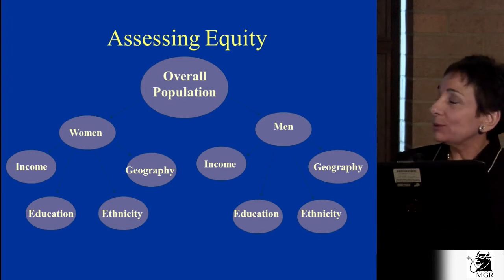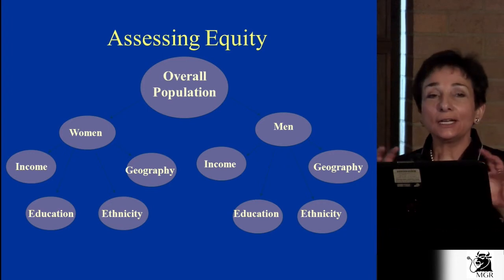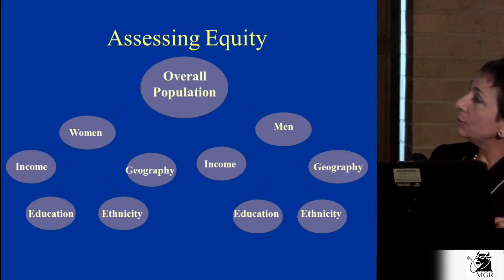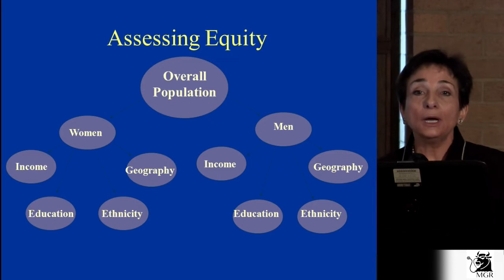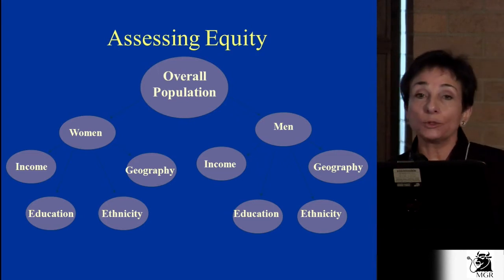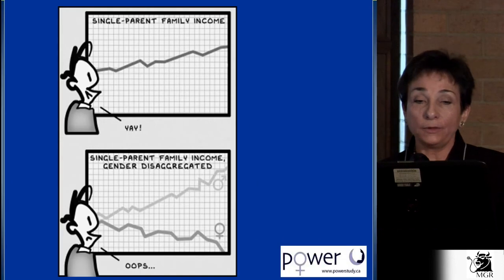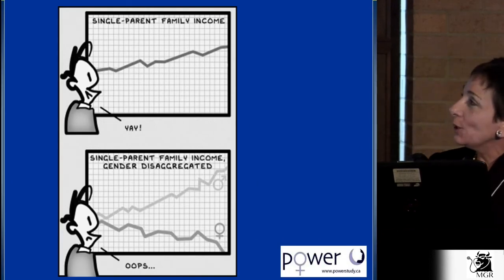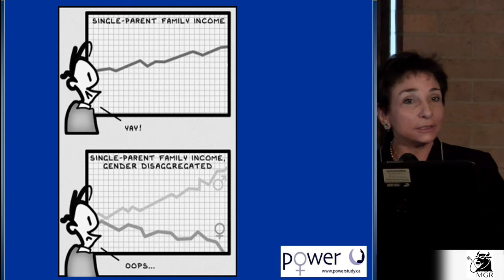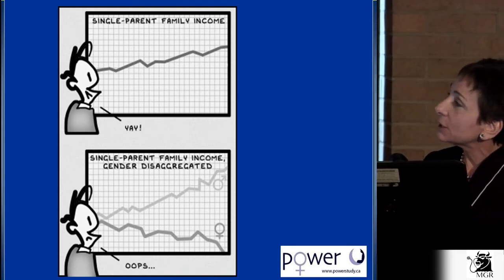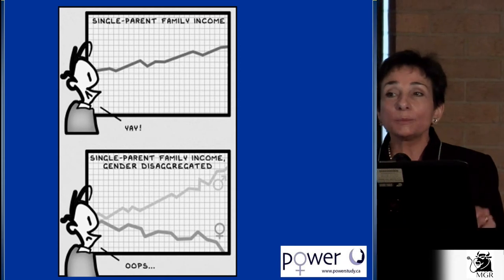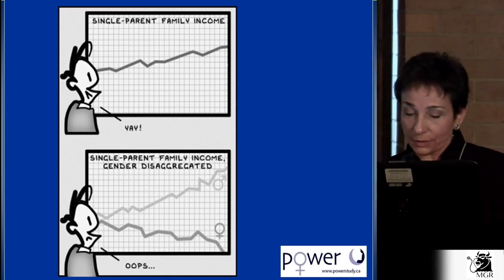In order to study equity, what we really need to do is to deconstruct the population that we're interested in into various subgroups that might represent a problem of equity. So it's taking the overall population and dividing it into different subgroups and studying how those subgroups do relative to each other. Here's a really nice example from the power study. If we just look at the overall population and we look at single parent family income, we think, well, not too bad. But if you deaggregate it and look at single parent family income when the head of the family is male versus when the head of the family is female, you see that you have an important problem. It's by looking at those subgroup analyses that we understand those kinds of issues.